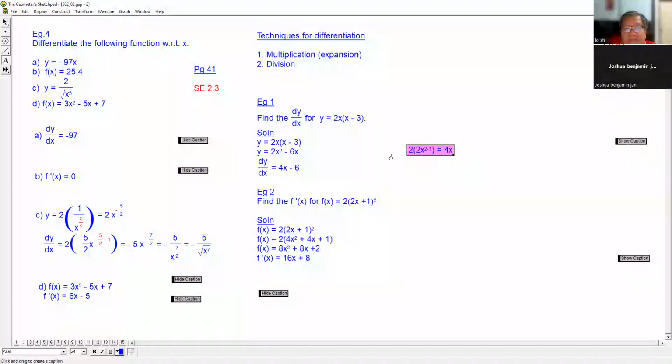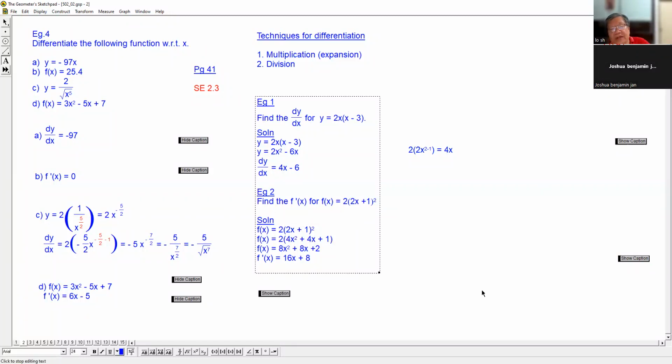Okay, next. Again, we have the bracket there. 2 bracket 2x plus 1 raised to the power of 2. Whenever you see the bracket, don't differentiate straight away. Expand first, then differentiate. The 2 in front, you just leave it there. Then inside the bracket, you expand, it becomes 4x squared plus 4x plus 1.